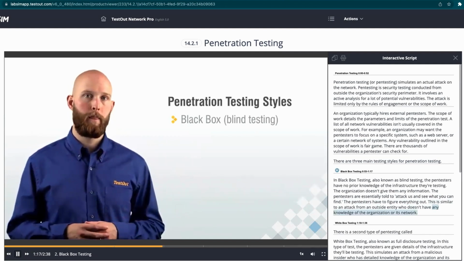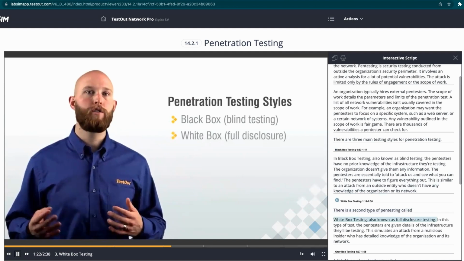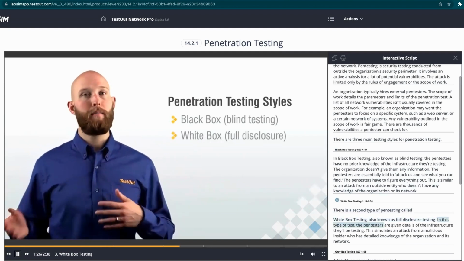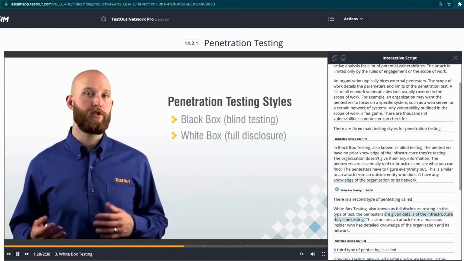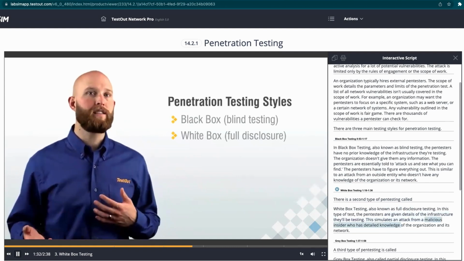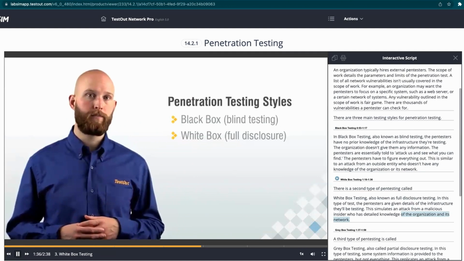There's a second type of pen testing called white box testing, also known as full disclosure testing. In this type of test, the pen testers are given details of the infrastructure they'll be testing. This simulates an attack from a malicious insider who has detailed knowledge of the organization and its network.